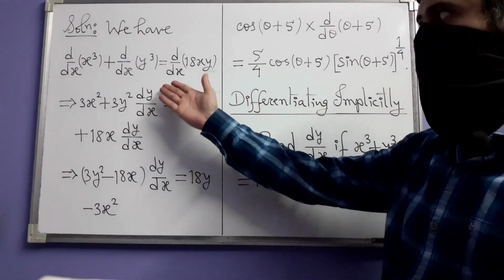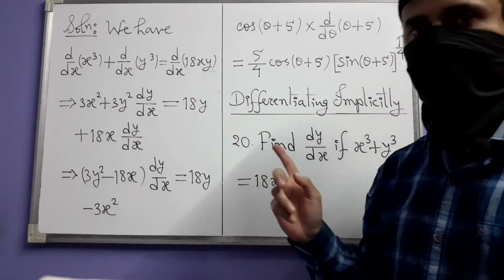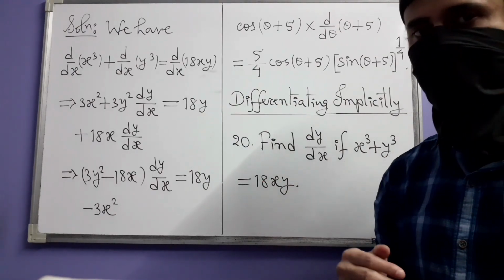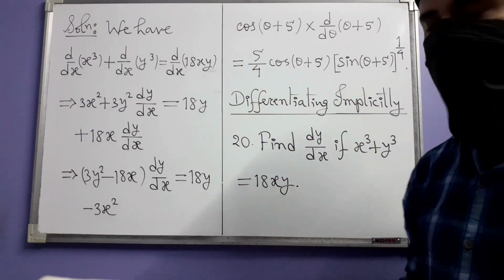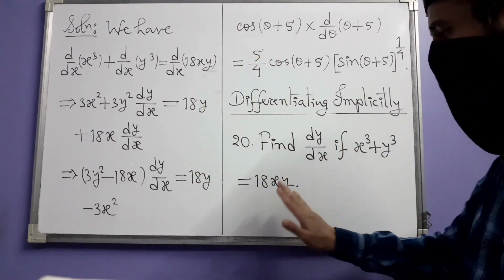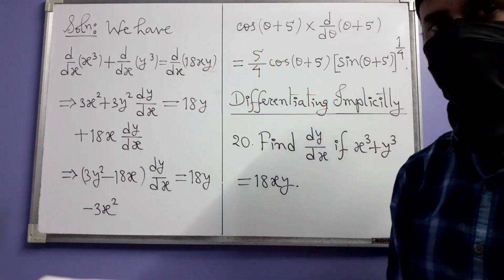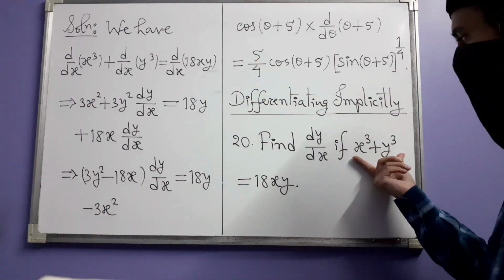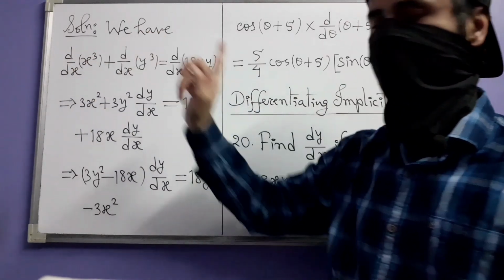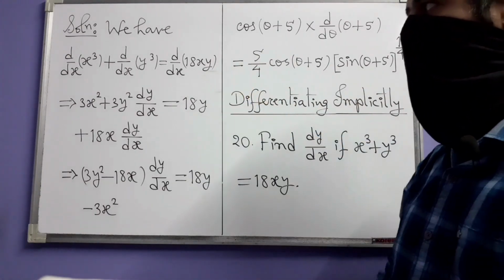We have started the solution just like that, but you already know what we did here. We differentiated both sides of this equation implicitly with respect to x. If you want, you can write that. Differentiating both sides of the given equation implicitly with respect to x, we have this. So to differentiate the left hand side, first you apply the sum rule. So it becomes d/dx of x cubed plus d/dx of y cubed. That is equal to d/dx of 18xy.